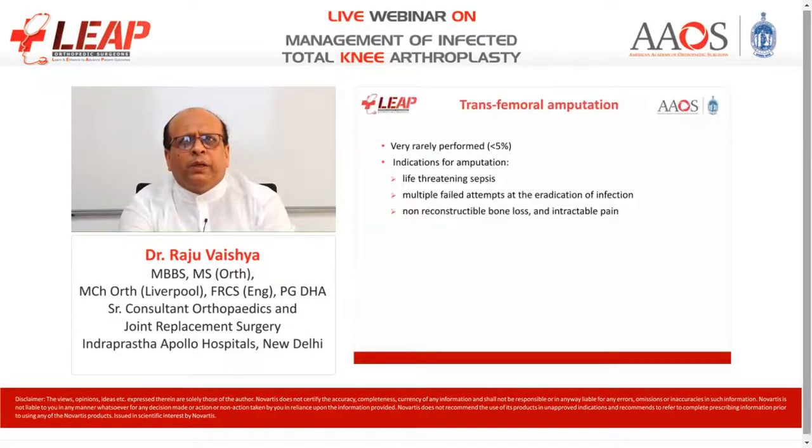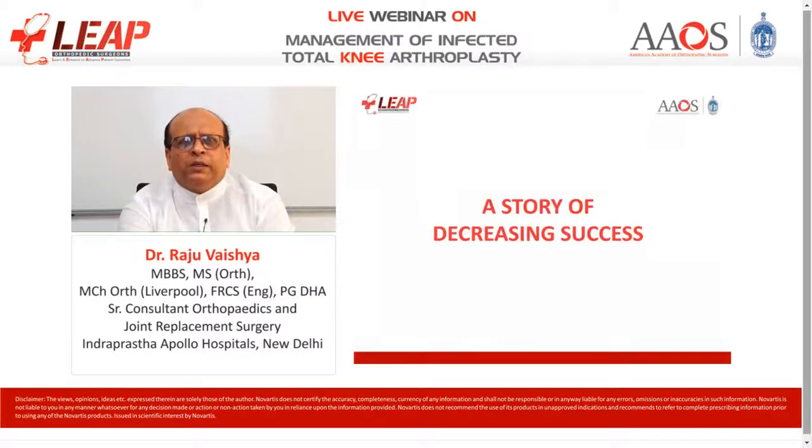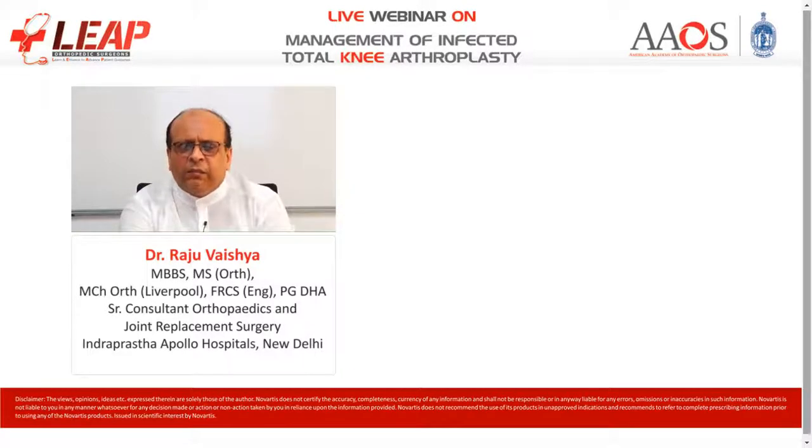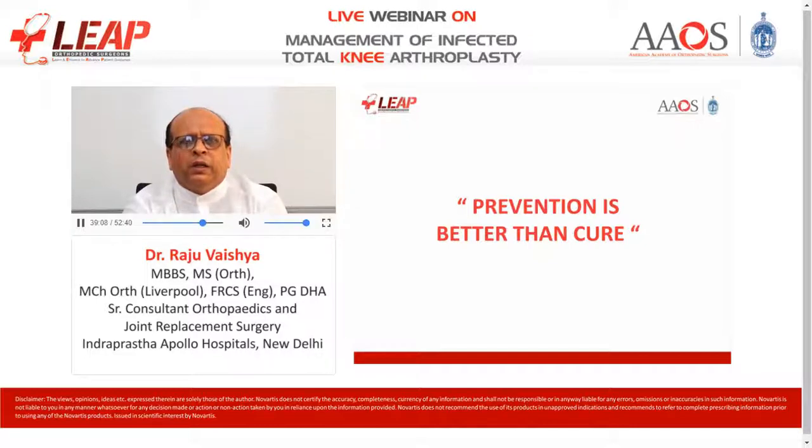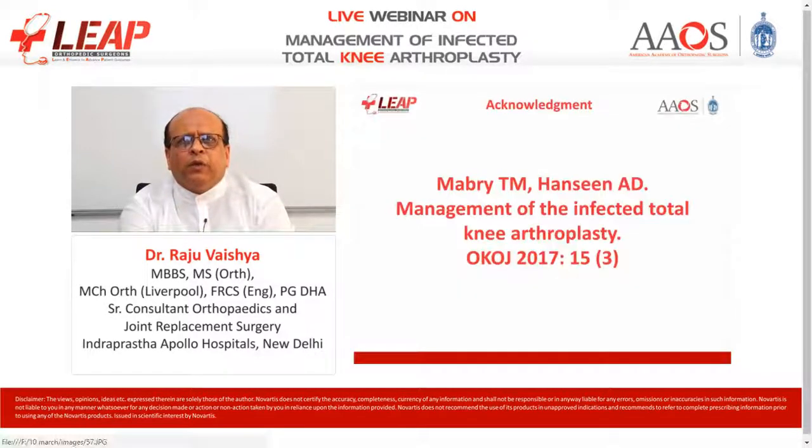Transfemoral amputation must be considered in some unfortunate patients, fewer than 5% of all infected TKR. The indications for amputation include life-threatening sepsis, multiple failed attempts at the eradication of infection, non-reconstructible bone loss and intractable pain. So friends, infected total knee arthroplasty is a story of decreasing success, and hence prevention is better than the treatment in these patients. One must be very careful in preventing these infections, and take all the necessary precautions at the time of primary surgery.